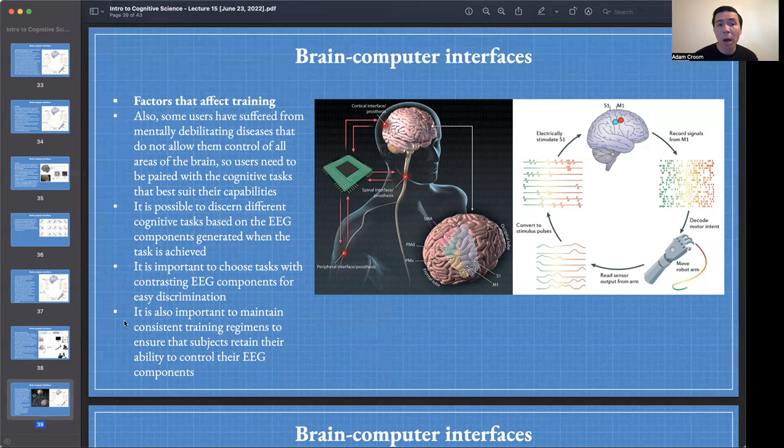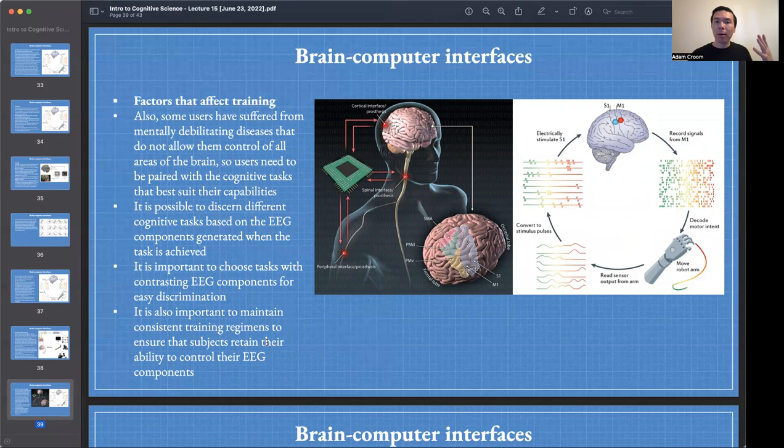It is possible to discern different cognitive tasks based on the EEG components generated when the task is achieved. It is important to choose tasks with contrasting EEG components for easy discrimination. Okay, so if we want to have an individual be able to perform different functions with the BCI, we want to give them distinct tasks so that they can generate distinct EEG patterns, okay? And the BCI is going to use these distinct patterns for distinct actions, okay? So we want the tasks that BCI participants are trained on to be distinct enough so that there's not too much overlap between the commands, okay?